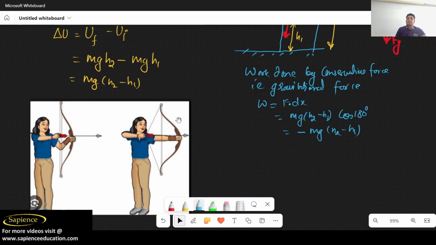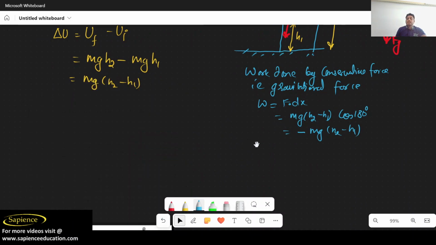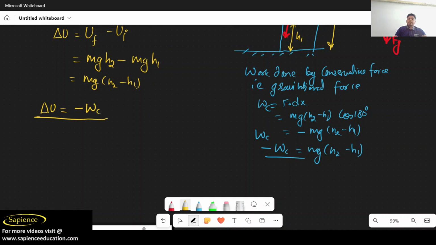So from here we can get this is your work done due to conservative force, right? So work done due to conservative force. So can we write minus Wc is equal to mg (h2 minus h1), and can we shift this to here? So here we are getting delta U is equal to negative of work done by the conservative force. So this is a very important derivation. So I hope you all have understood why we always define that the change in potential energy is equal to negative of work done due to the conservative force.